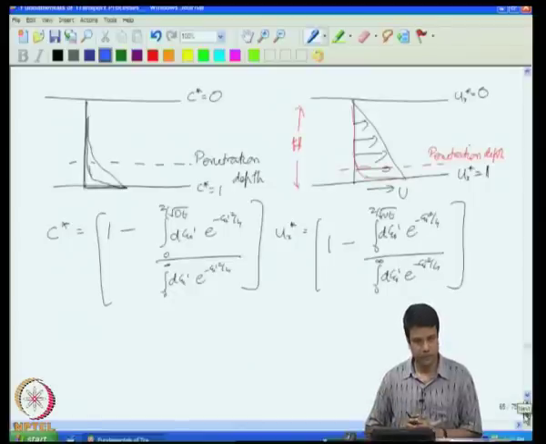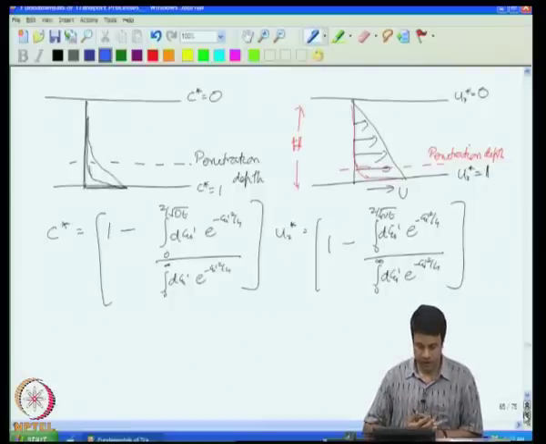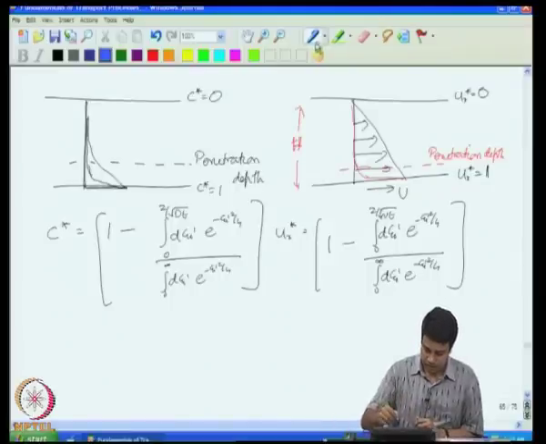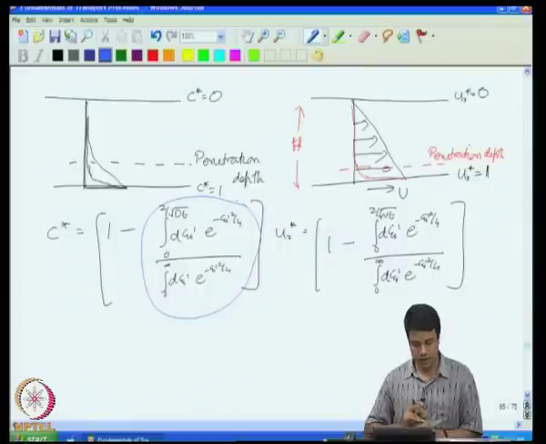The mass transfer problem is exactly analogous. I have two plates, with equal concentration of a solute, C star equal to 0 everywhere, on both the surfaces as well as within the fluid, for time t less than 0. At time t equal to 0, I instantaneously change C star to a finite value 1, and then I want to know how the concentration field progresses with time. In this case, I get the exact same solution, C star is equal to 1 minus this whole thing. The only difference is to replace alpha by D, the mass diffusion coefficient, within this expression.